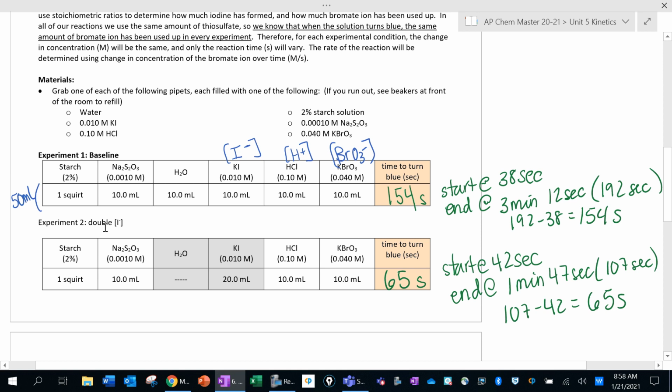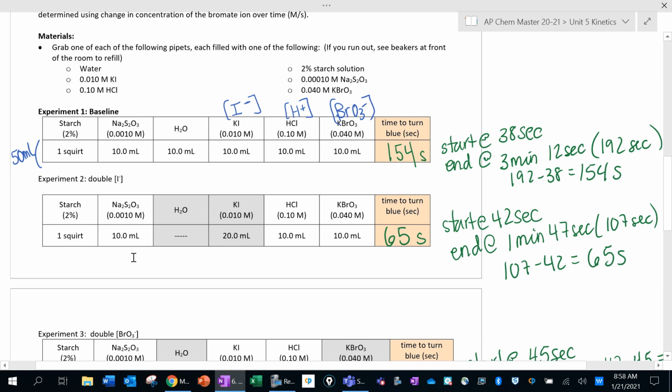All right. Then we do experiment 2. And in experiment 2, the only difference is we eliminated the water and doubled the concentration of iodide. So we still have a 50 milliliter volume, but now we have double the concentration of iodide. And the amount of hydrogen and bromate and everything else are still constant. These reactions were carried out at the same temperature, in the same size beaker, so all other variables stayed the same. The only difference is we doubled the concentration of iodide ions here, because we added twice as much.